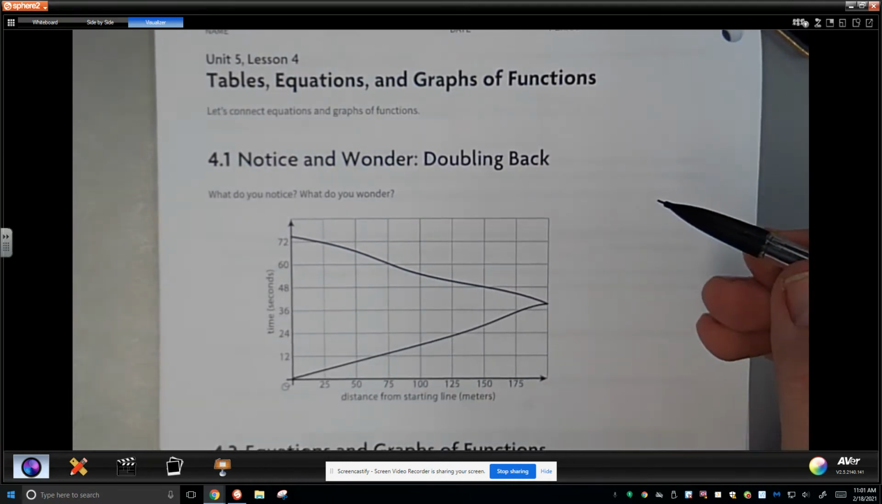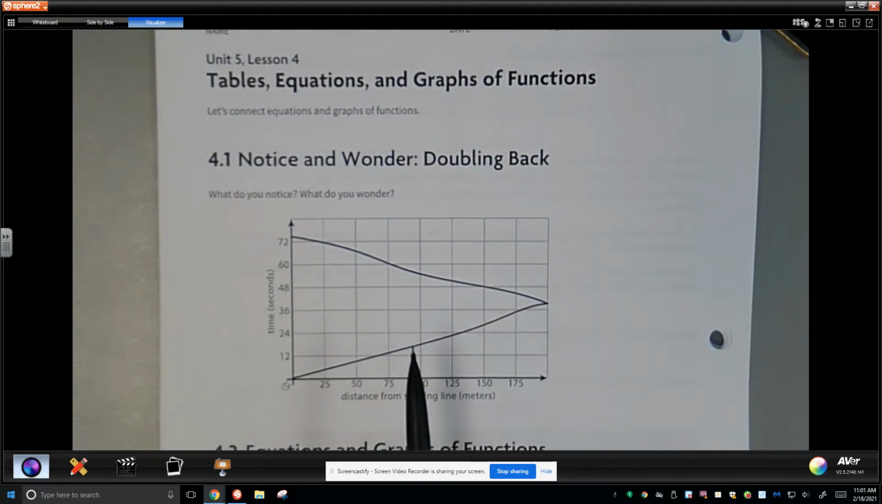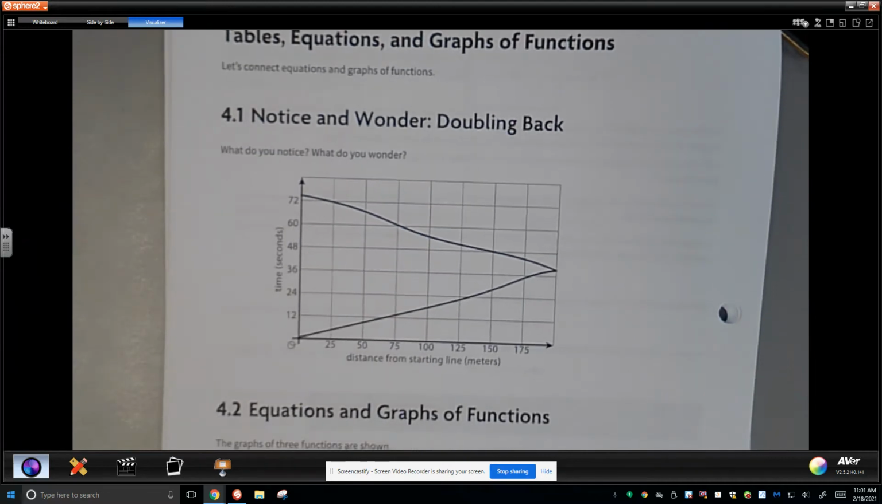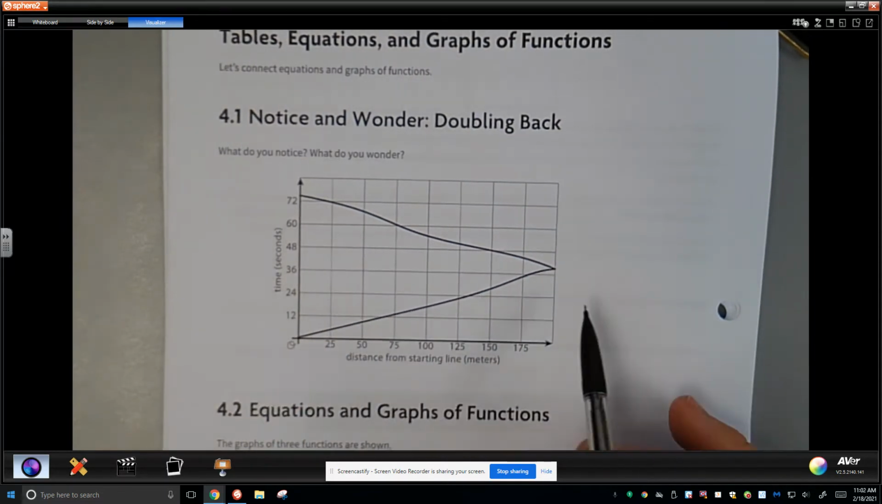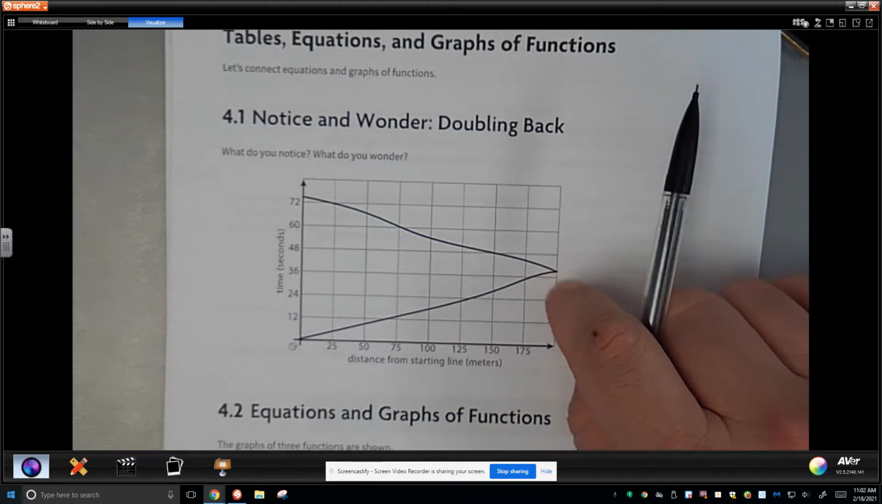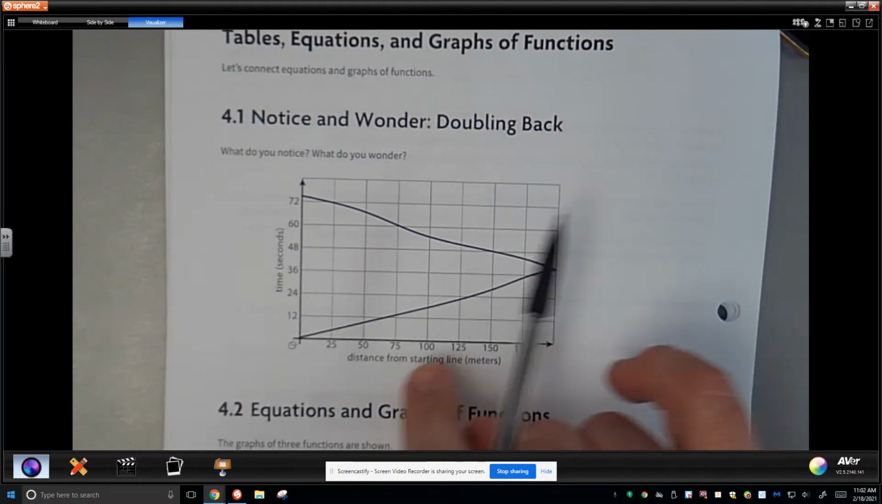What do you notice and you wonder? Doubling back, we can take a look at this graph and we can take a look at a couple things with it. And when I see a couple things, what do I notice? I notice that the lines aren't straight. I notice that the graph appears to be coming out from two different points to one single point about 200, looks like 200 meters from some starting line.